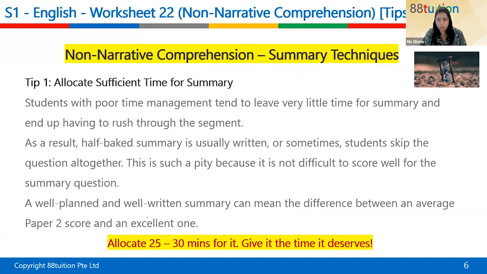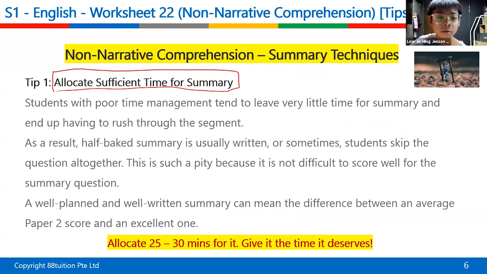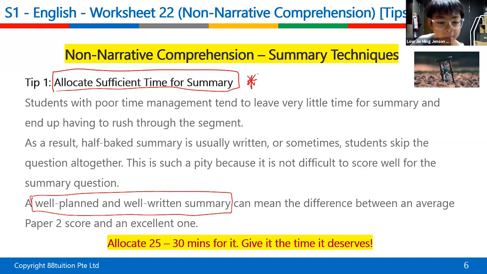Jensen number 1, Madhav number 2, Tammy number 3. Jensen, could you read this? Allocate sufficient time for a summary. Students with poor time management tend to leave very little time for summary and end up having to rush through the segment. As a result, a half-baked summary is usually written, or sometimes students skip the question altogether. This is such a pity because it is not difficult to score well for the summary question. A well-planned and well-written summary can mean the difference between an average paper 2 score and an excellent one.